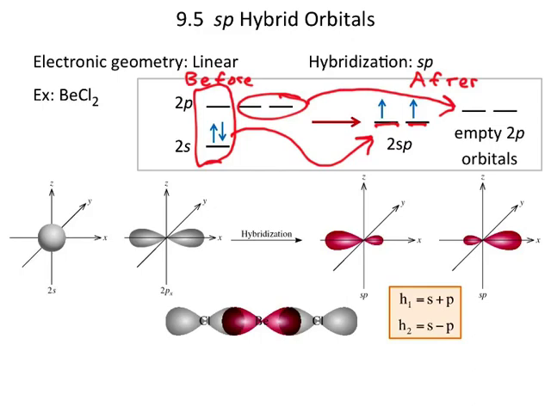But don't forget to include them. People have a habit of just forgetting these, and that's bad because you need to include them to show a complete picture of what's going on. So two of the atomic orbitals hybridize, two of them don't.